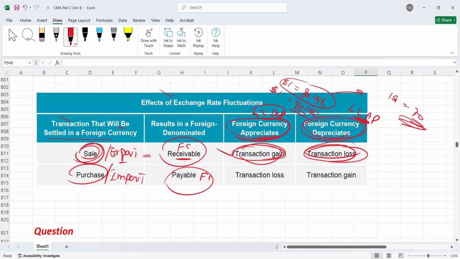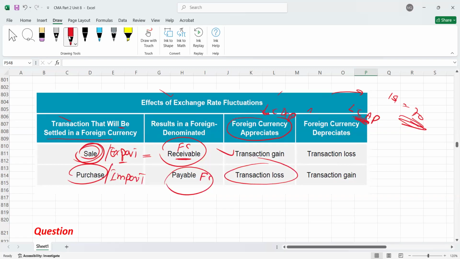So where will you get a gain or loss? Let's connect the information again. Please remember, if the foreign currency appreciates, what will happen? Foreign currency appreciating means the local currency depreciates. Here you will have a loss because you need to buy foreign currency, and now you would pay more Indian rupees to buy it. This is what foreign currency appreciation is, right? You have to pay more Indian rupees to buy dollars. So this is foreign currency appreciation or local currency depreciation, and here you will have a loss.